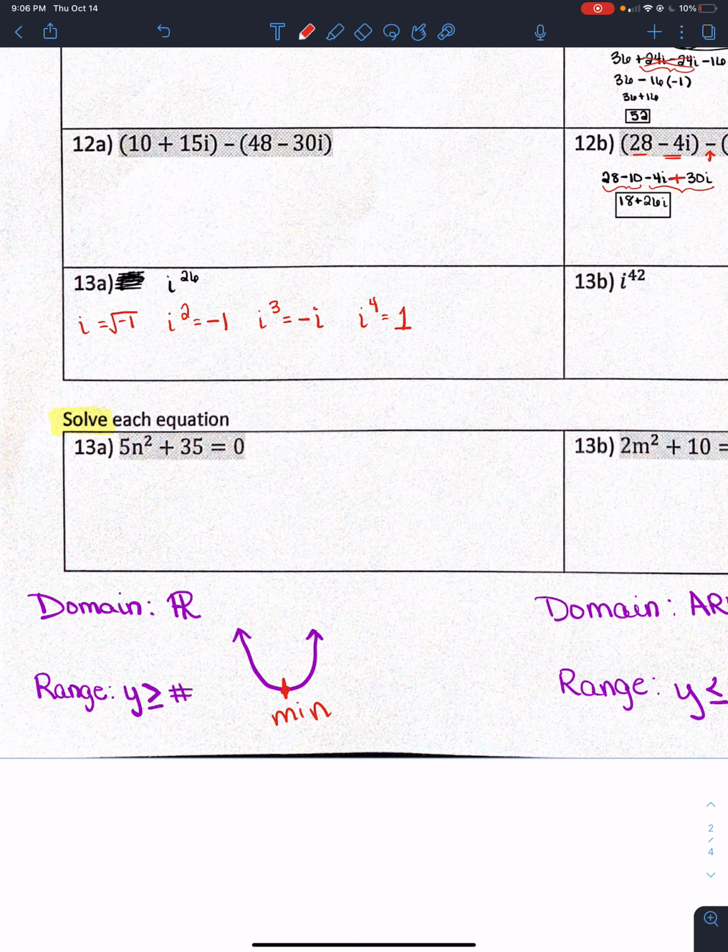So if I want i to the 26th, here's what I could do. 1, 2, 3, 4, 5, 6, 7, 8, 9, 10, 11, 12, 13, 14, 15, 16, 17, 18, 19, 20, 21, 22, 23, 24, 25, and 26. So if it lands on 26, your answer is going to be -1.